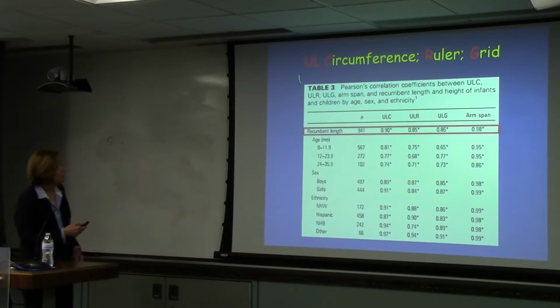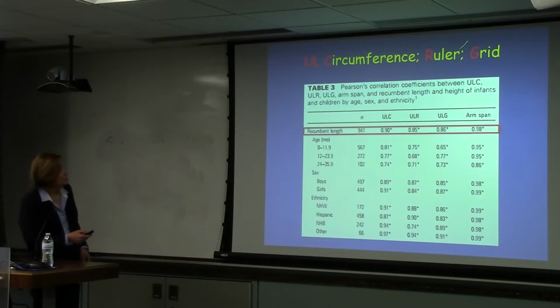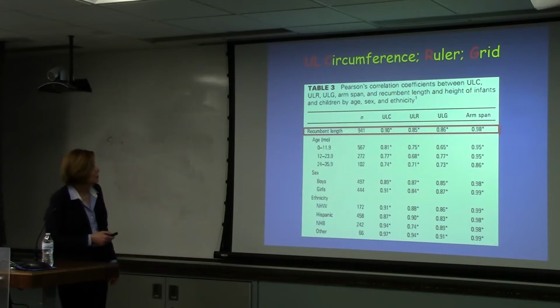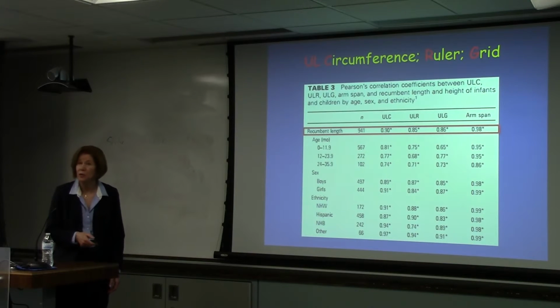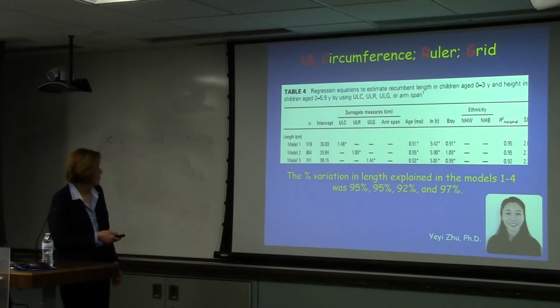Okay, so to get you an idea, ULC is ulnar length circumference, ruler and grid, and these are the Pearson correlations, 0.9, 0.85, 0.86, 0.98 with recumbent length. We're not doing badly with our measurements. We stratified by sex and so forth in our paper.